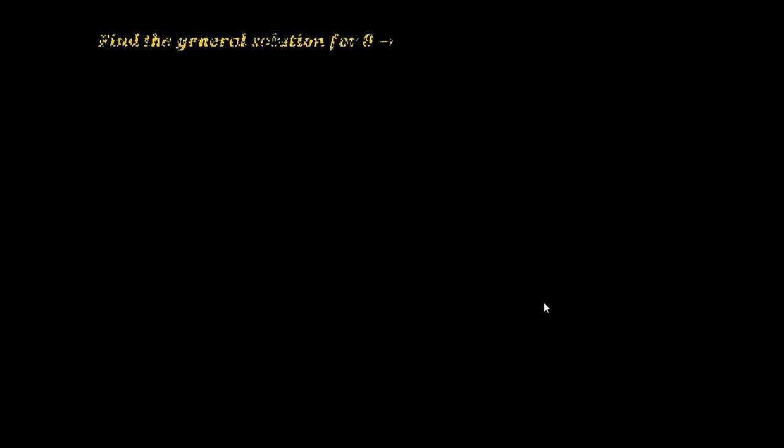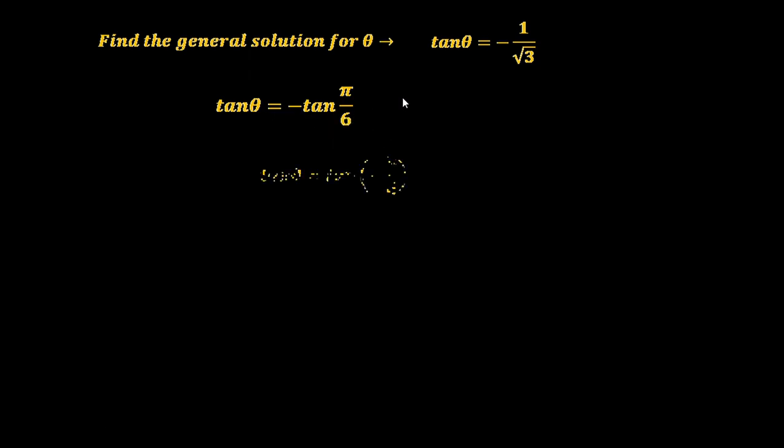Now let us understand with one example. Find the general solution for theta in this equation: tan theta is equal to minus 1 by root 3. So this can be written as tan theta is equal to minus tan pi by 6, because for tan 30 degree the value is 1 by root 3. Thus we have written this. Now minus tan theta is tan of minus theta. So tan theta is equal to tan of minus pi by 6.